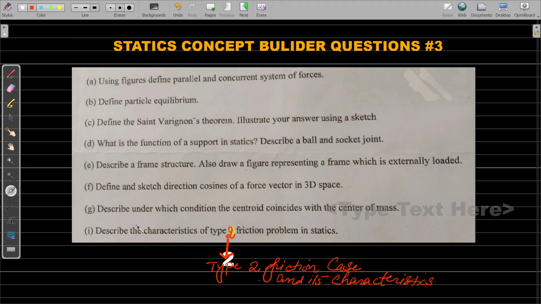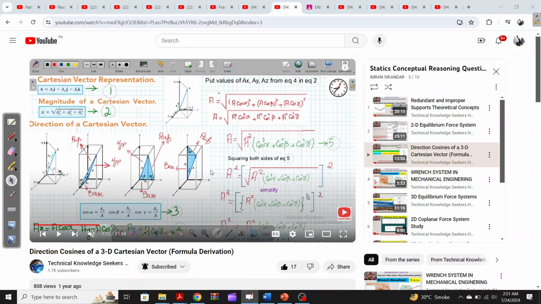You already know that. I know it's very simple. What about this? Describe under which condition the centroid coincides with the center of mass. Okay, so this is a good problem, a new thing for you guys.